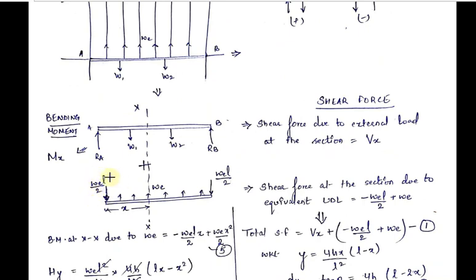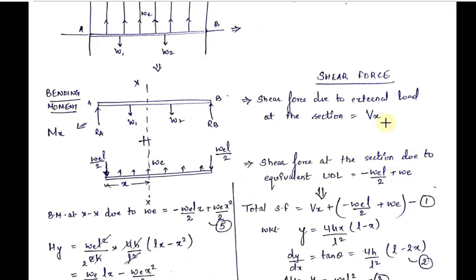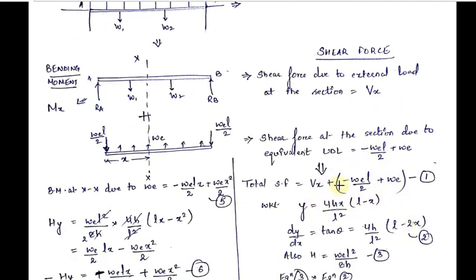So wL by 2 is downward, therefore minus wL by 2. w is UDL, convert this into force, so w into length is x. This is acting in the upward direction, so if the left force is upward, shear force is positive, so plus wx. Now if I add these two shear forces, I will get the total shear force at the section. After adding, I will get this equation number 1.